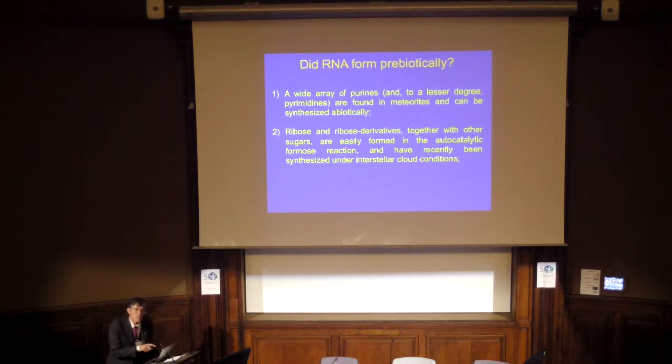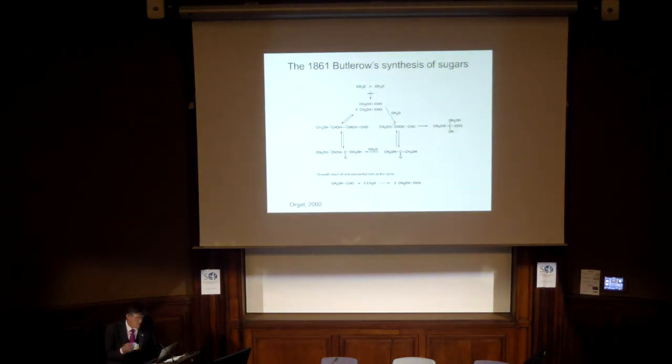Now, ribose and ribose derivatives, together with other sugars, are formed quite easily in the so-called formose reaction that I will speak about, and have recently been synthesized under interstellar cloud conditions. This has been actually achieved by the French group, basically. The formose reaction was first described in 1861 by Butlerov. It's an autocatalytic reaction. It's actually the only example of a prebiotically significant reaction that is autocatalytic.